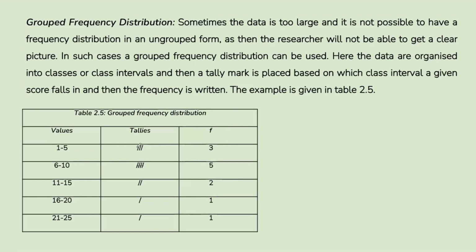For 3, you will draw 3 slanting lines. For 5, you will draw 4 slanting lines and 1 horizontal line. Then for 2, there will be 2 slanting lines. Then for 1, again one slanting line. Again here for 1, there will be 1 slanting line. So this is how the grouped frequency distribution is done.